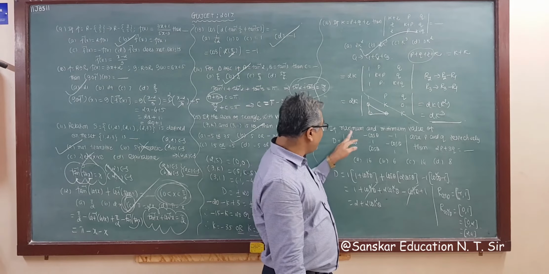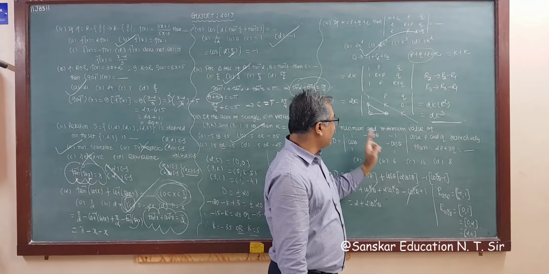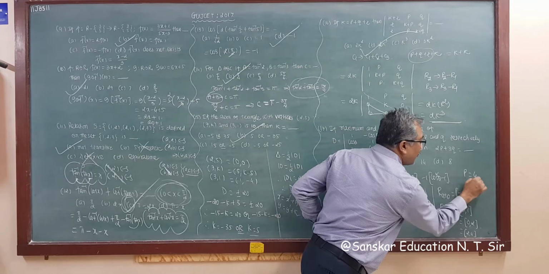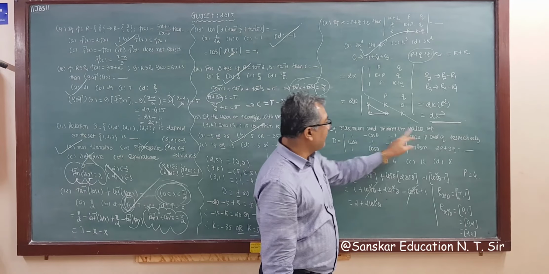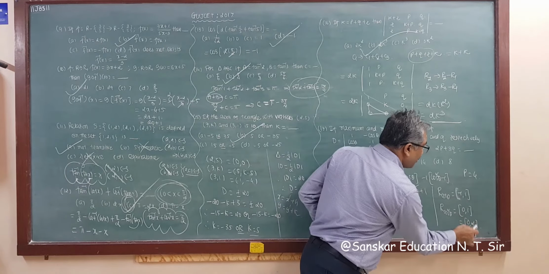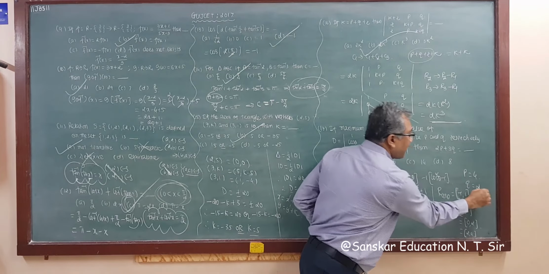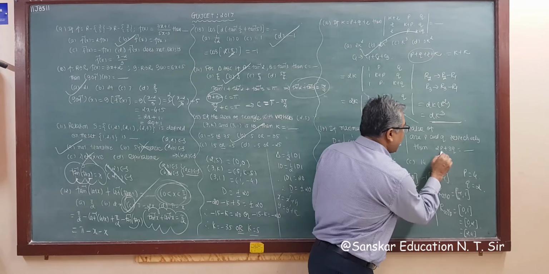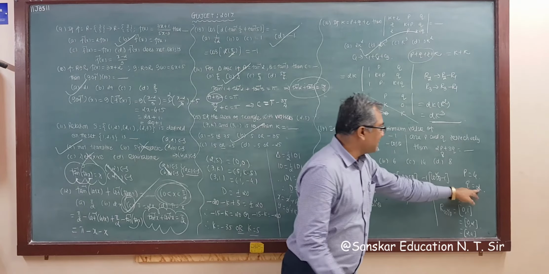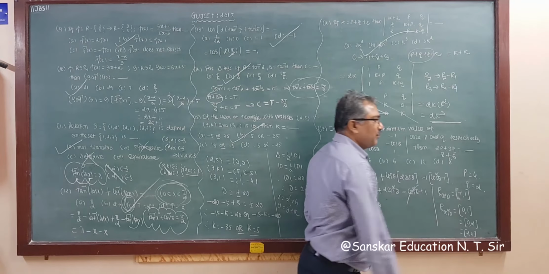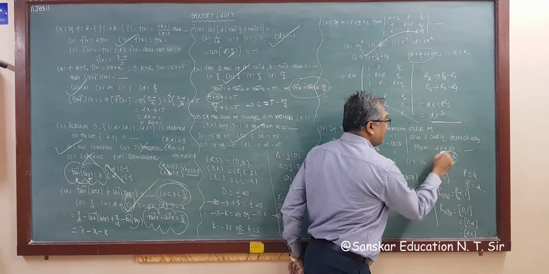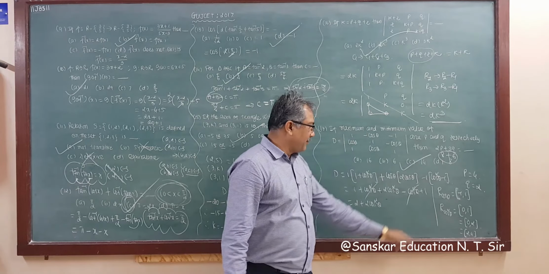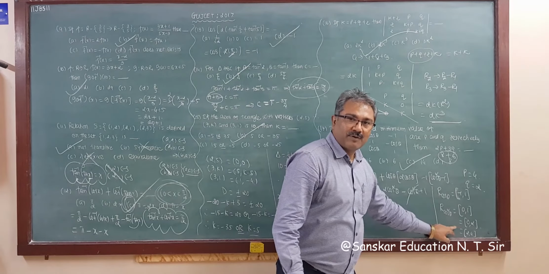So the maximum value of this is P. So the maximum value P is 4 and the minimum value is Q. So Q is 2. So 2p, that is 8, plus 3q, that is 6. So the answer is 8 plus 6 is 14. So 14, option C, is the correct answer. You will get this? Any problem?